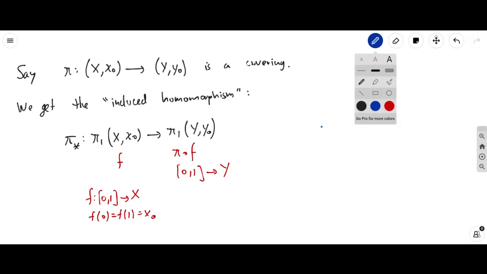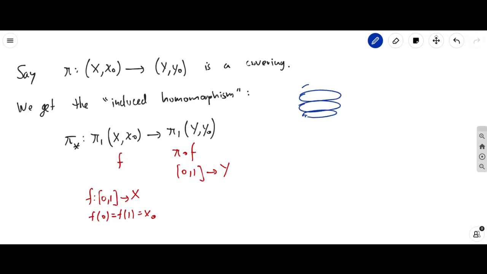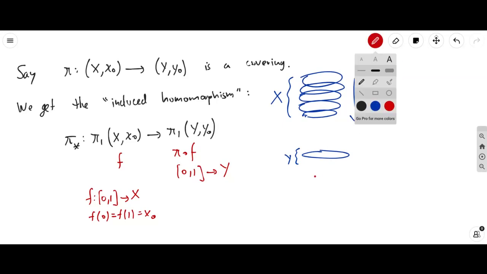If you want to see a picture of this, we often envision a covering as a stack of pancakes, though it's not really the best picture because this is a path disconnected space, but let's not worry about it. This is pi, and this is our cover, this entire thing, which we're calling x. This thing over here is what we're calling y. And the idea is that if you have some kind of path, you're just projecting it down. So you take a loop and you project it down. This is what we call the induced homomorphism.